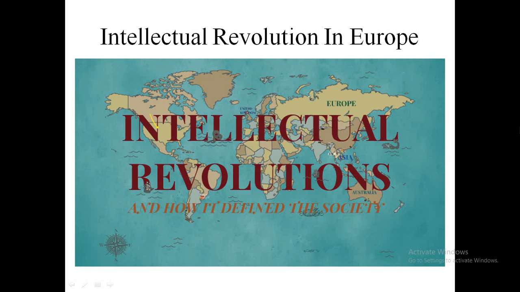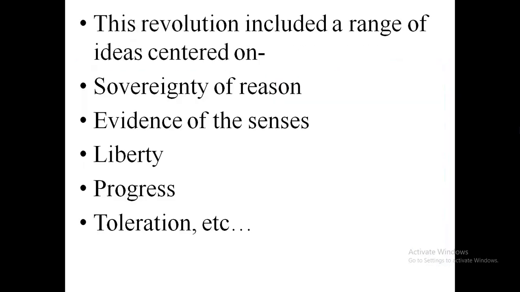Let's move on to the intellectual revolution in Europe. It is also known as the Age of Enlightenment. It dominated the world of ideas in Europe during the 17th to 19th centuries. This revolution included a range of ideas centered on sovereignty of reason, evidence of the senses, liberty, progress, toleration, etc.